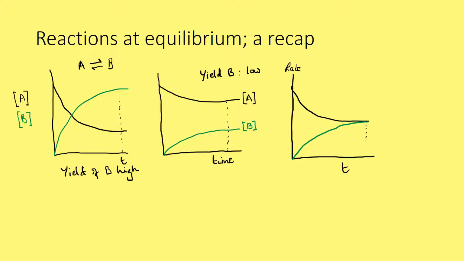So the equilibrium is reached here when the forward reaction rate is equal to the backward reaction rate. Forward rate equals backward rate. So equilibrium is reached either when the concentrations of reactants and products are no longer changing, or the forward rate is equivalent to the backward rate.